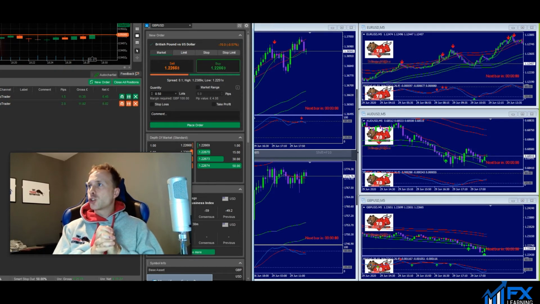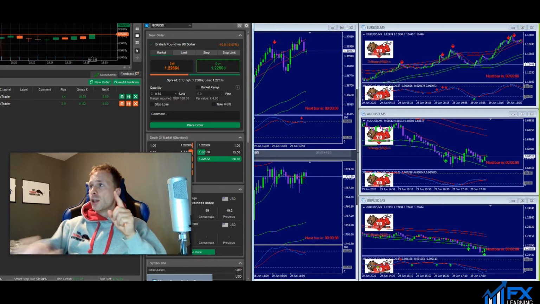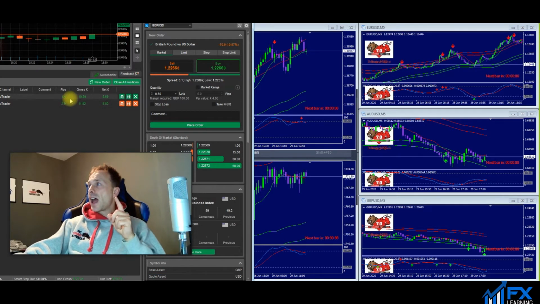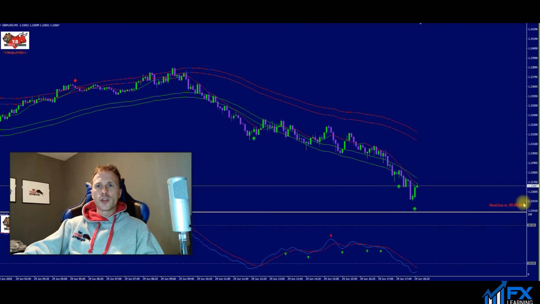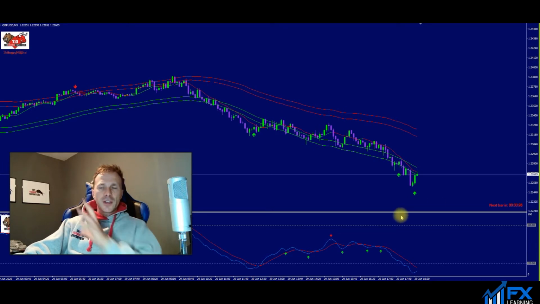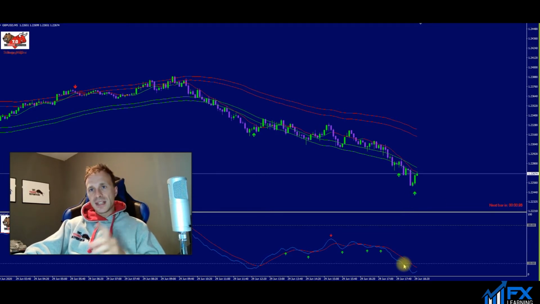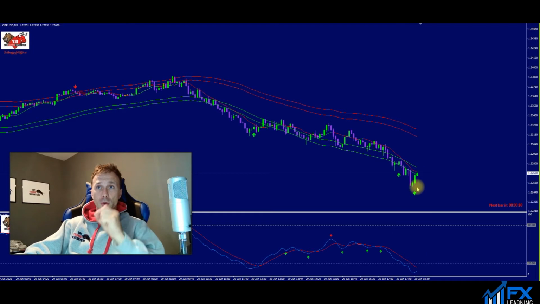Now I've got two trades at the minute. I've got a sell on USDJPY, which is this one here, and I've got a buy on GBPUSD. Now I want to show you my logic with GBPUSD. The first thing that I like about GBPUSD is it's come into the overbought zone here, and we pop this signal here.